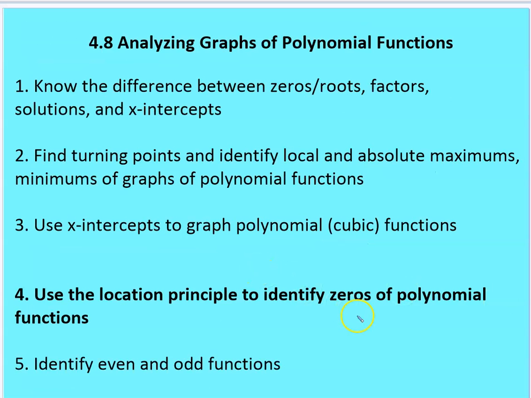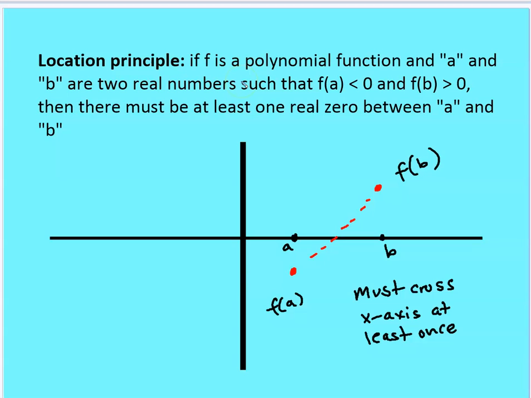All right, so you want to use the location principle to identify zeros of polynomials. Again, this is a very simple topic, but might seem complex in mathematical speak. So here's the location principle. It says if I have a point that's below the x-axis and a point that's above, and these 2 points are part of a function, then I have to cross the x-axis at least once. That's all it's saying. Or if I have one above and one below as part of a continuous function, then I have to cross the x-axis. So a pretty simple idea, but described as such.